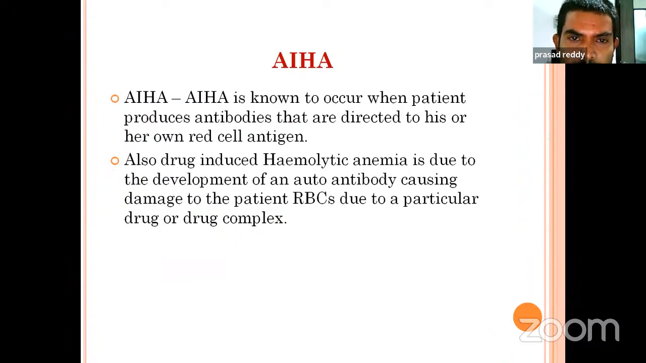So what is autoimmune hemolytic anemia? Autoimmune hemolytic anemia is known to occur when a patient produces antibodies that are directed to his or her own red cell antigen. Also, drug-induced hemolytic anemia is due to the development of an autoantibody causing damage to the patient's RBCs due to a particular drug or drug complex.